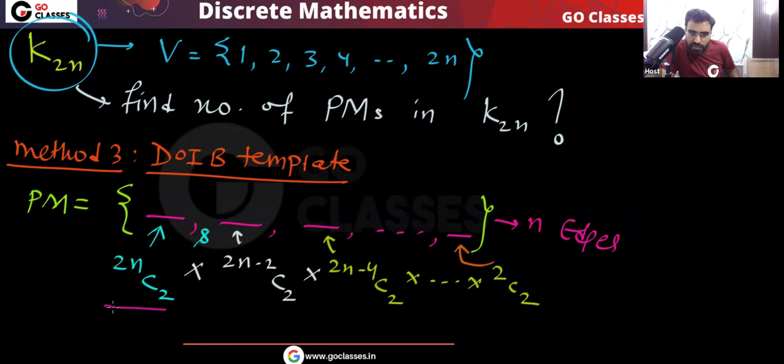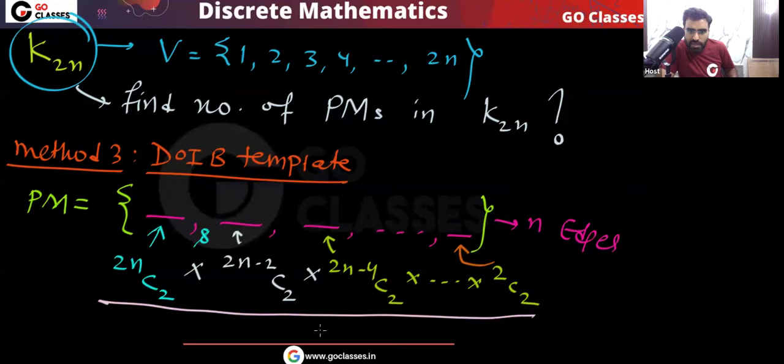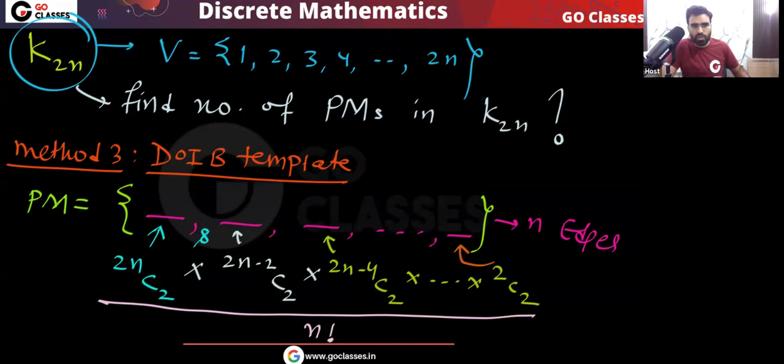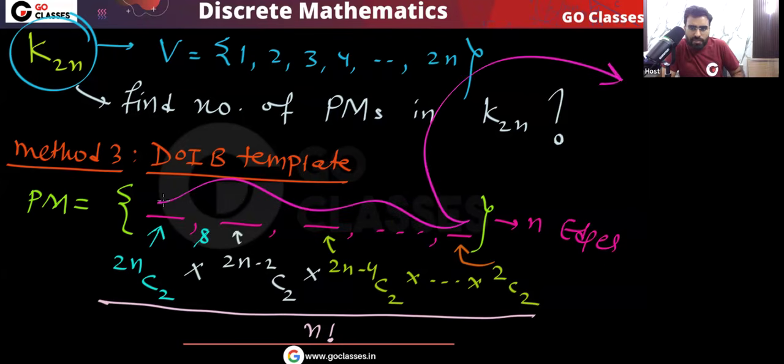Okay, but remember, we need to divide by what? If you remember, I told you we need to divide by n factorial, because in total we have n edges. These n edges I can order in n factorial ways, and all those n factorial ways will describe the same perfect matching. Yes or no? Is this clear? I can order them in n factorial ways, and all those will be the same perfect matching.